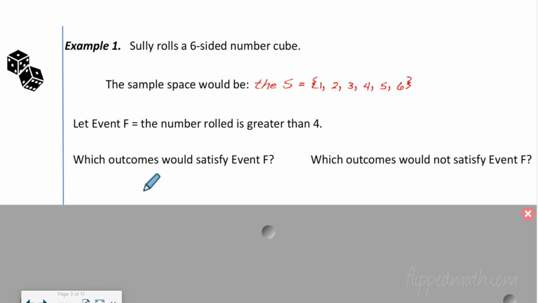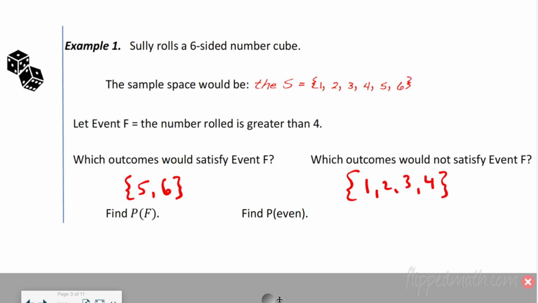So let's write that down. I'm going to write it in set notation. That means that 5 or 6 would satisfy event F. And what outcomes would not satisfy event F? Well, those would be 1, 2, 3, or 4. And even 4 is not greater than 4, so it doesn't work if he rolls a 4. So I'm going to list them all out. Now, you can't say 1 through 4. We're just going to write them all out with these fancy set notation brackets.